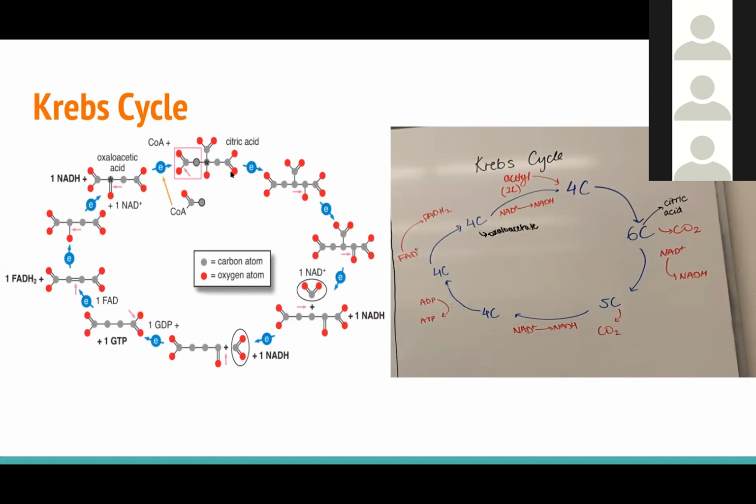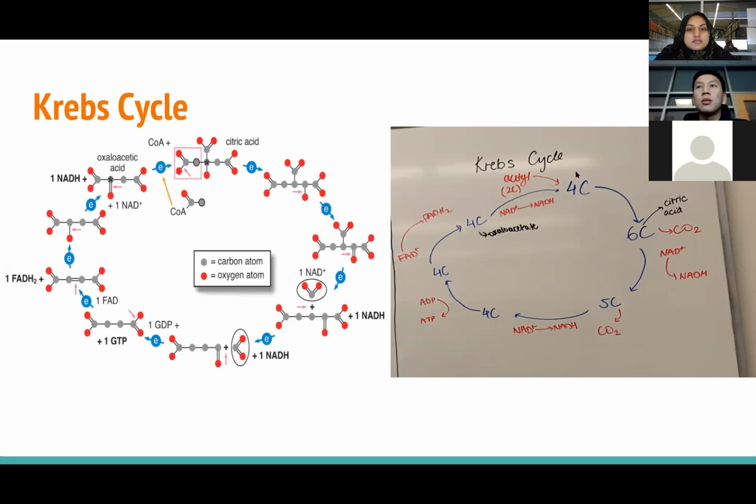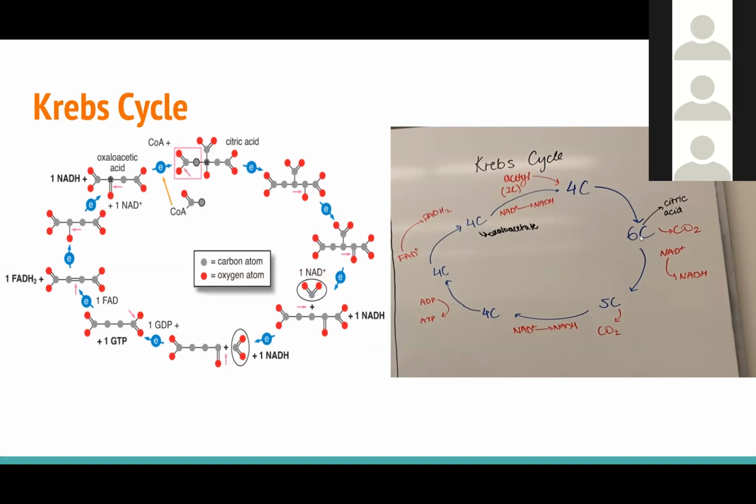And then that citric acid is going to be a 6-carbon molecule from now on. And what's going to happen is... So here is where we enter. So acetyl-CoA, sorry, not CoA. CoA is removed before we enter the Krebs cycle. So acetyl enters the Krebs cycle and joins the 4-carbon molecule, which is oxaloacetate, and then it becomes a 6-carbon molecule, which is citric acid.